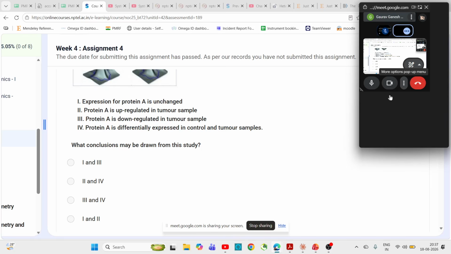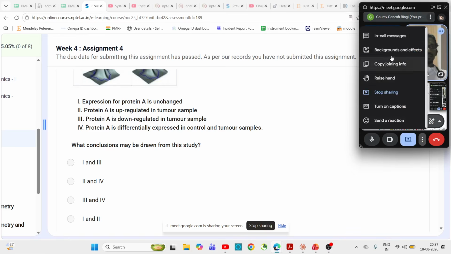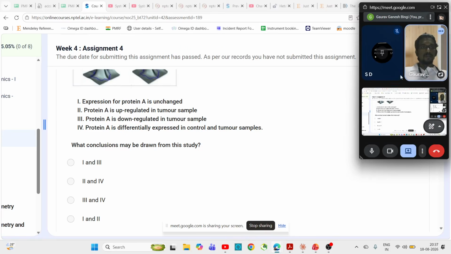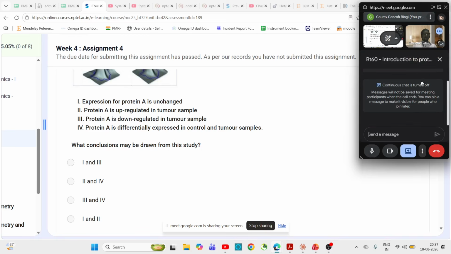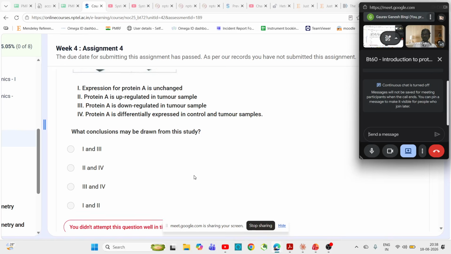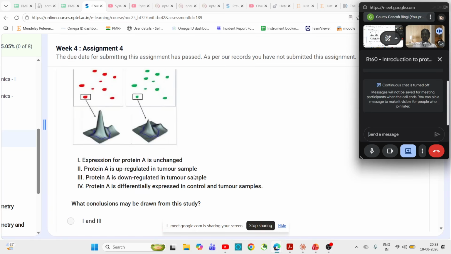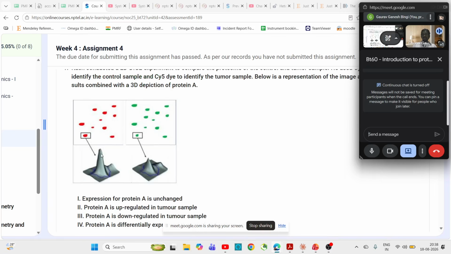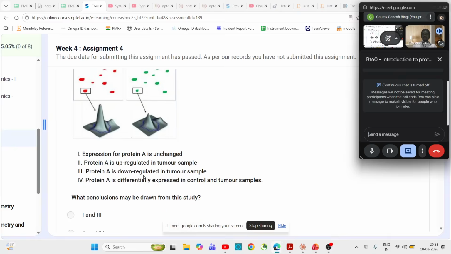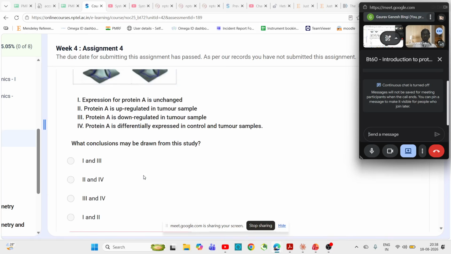So which one is the correct option? This is a tumor sample basically, and this is upregulated. So it's 2 and 4 and not 3 and 4.